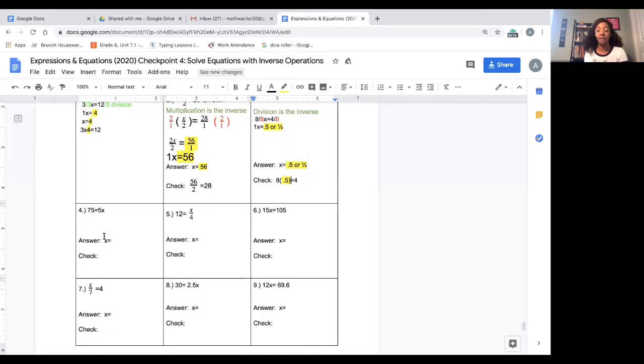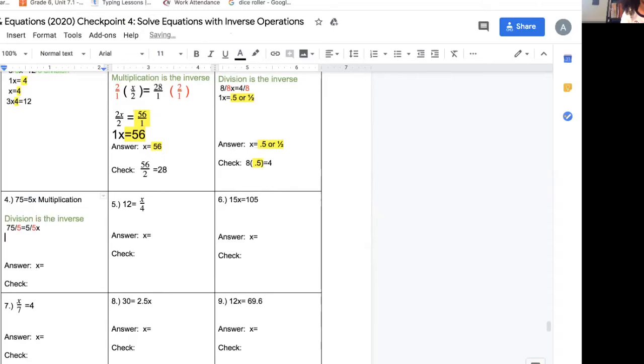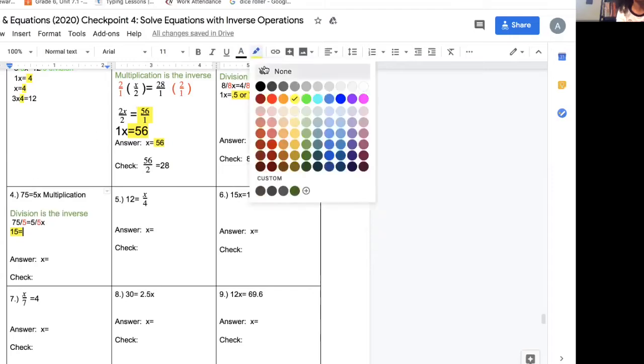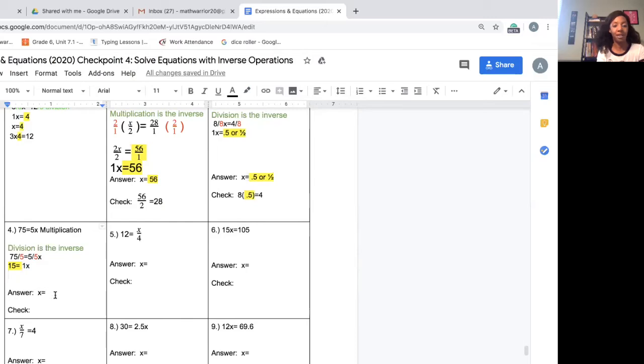75 equals 5x. I see that this is multiplication because I know a number next to a letter means multiply. That means that we're going to use division, which is my inverse operation of multiplication, to solve this problem. I know that 75 divided by 5 equals 15. I know that 5 divided by 5 equals 1x. Of course, we don't need that 1, so we're going to have an answer of x equals 15.